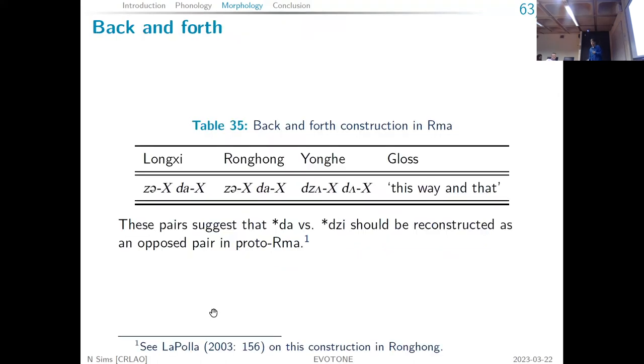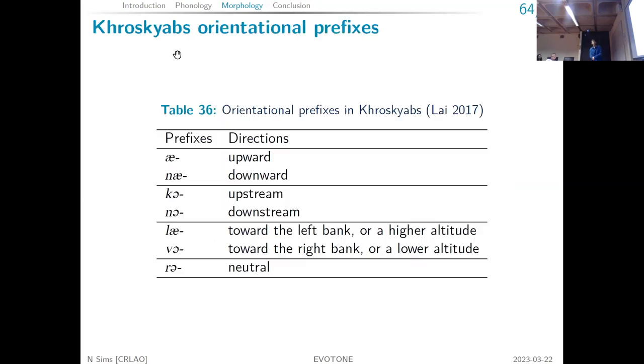Right? And I think that these form an opposition in the language as early as proto-Rma, because you find these constructions like to do something back and forth, or do something this way and that, like shu, like in Chinese. You have the word for go, for example, might be da. So you have da, da, da, to go this way and that. So I think this suggests that these form kind of a nice pair in different subgroups of Rma, so in Ronghong and Longxi, not just in one subgroup.